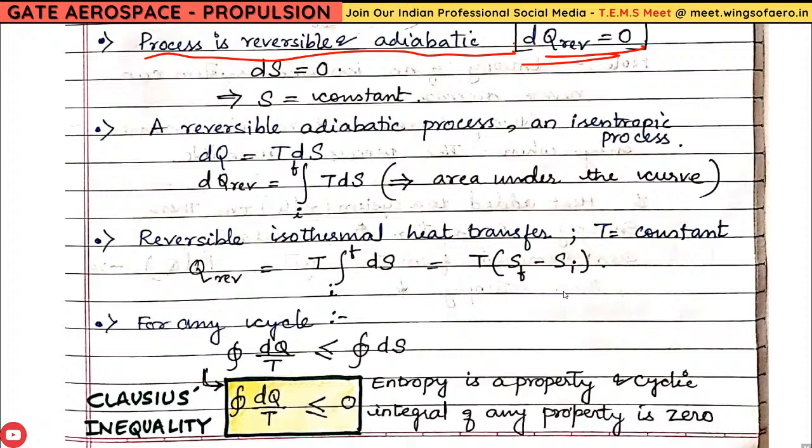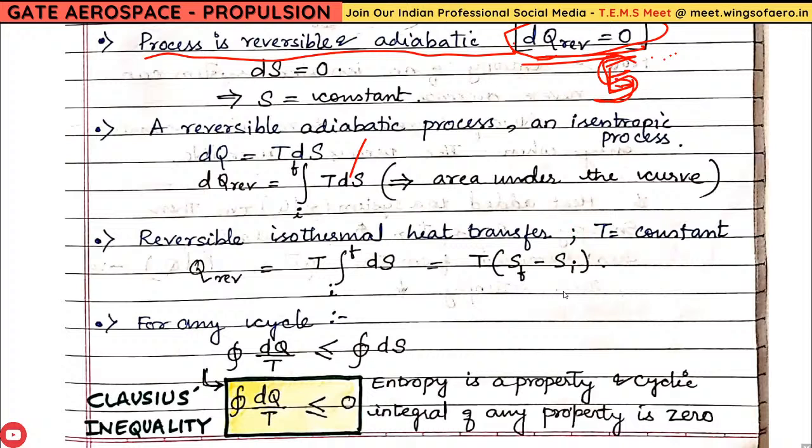So here we have many states. First is when the process is reversible and adiabatic. Adiabatic means no heat is added into the system. Now when heat is not added in the system, or is 0, what happens with the entropy? Entropy becomes constant. In that process, entropy becomes constant.